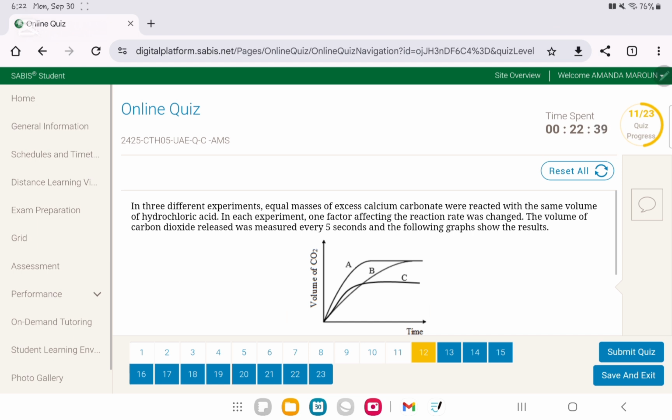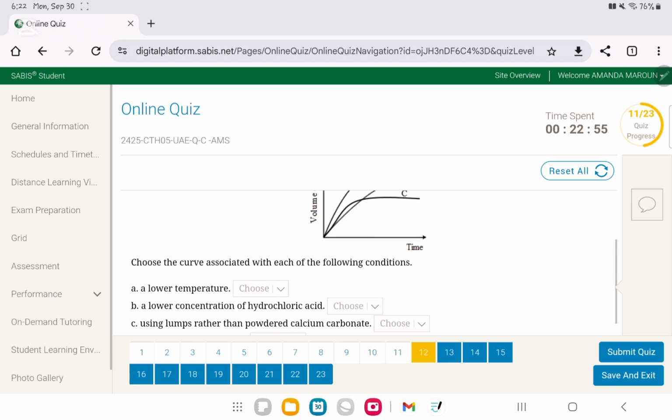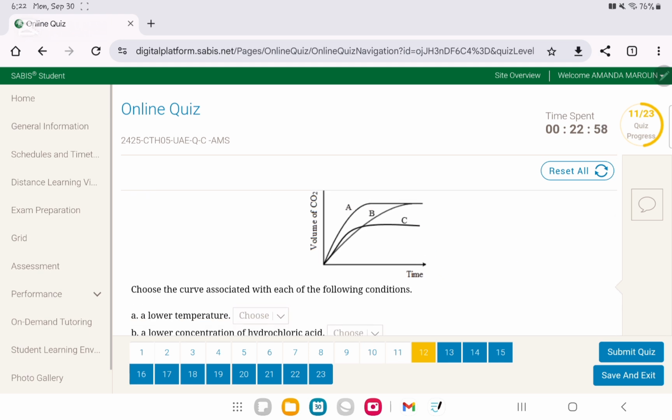Question number 12. In 3 different experiments, equal masses of excess calcium carbonate were reacted with the same volume of hydrochloric acid. In each experiment, one factor affecting the rate was changed. The volume of carbon dioxide released was measured every 5 seconds. So, they're telling us if we decrease the temperature, if we play with the temperature, it will only affect the slope.